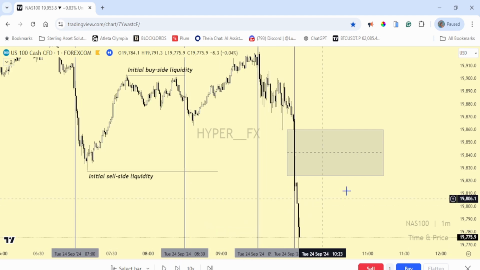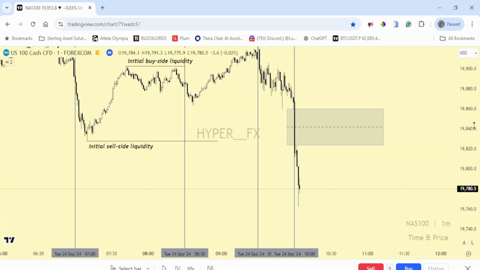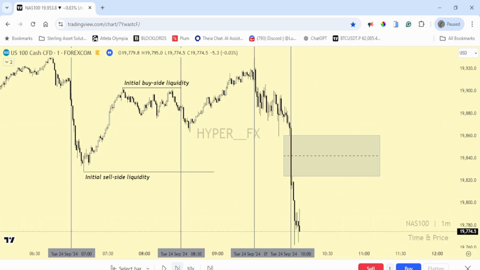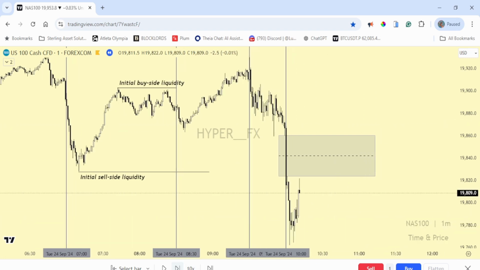So let us see what price did after 10 o'clock. Remember, we don't take any trades before 10 o'clock.